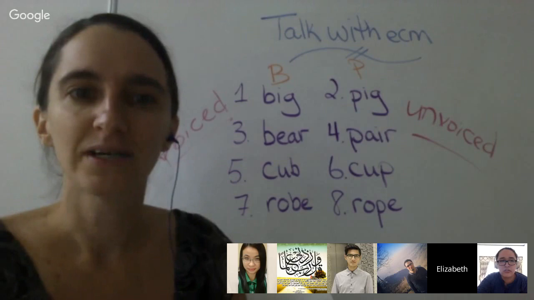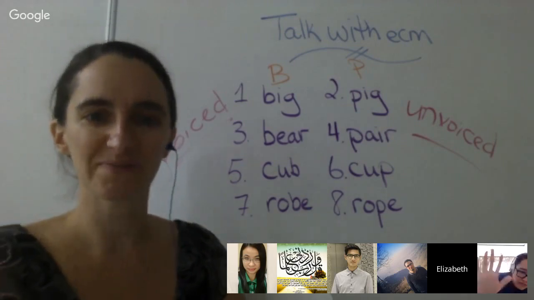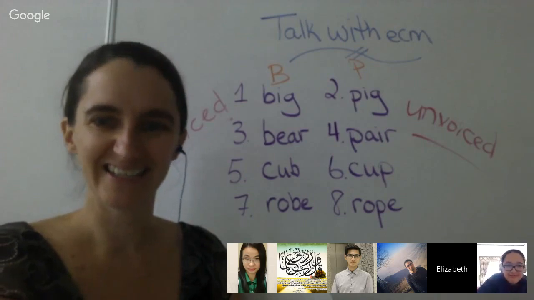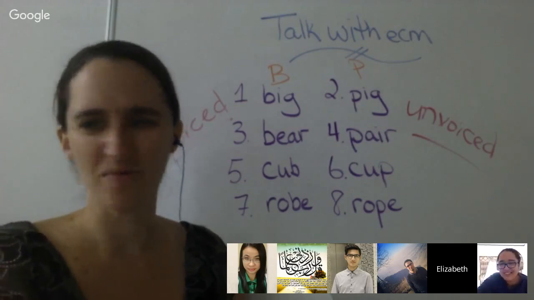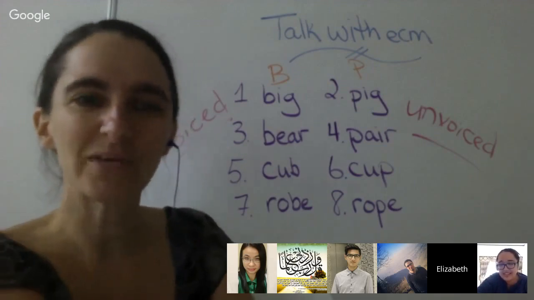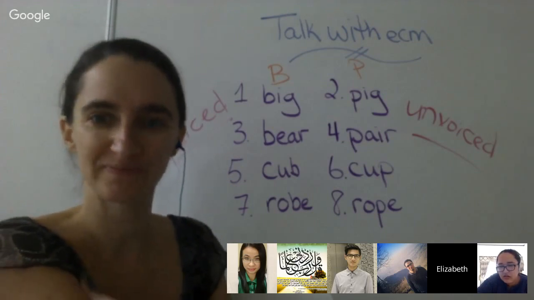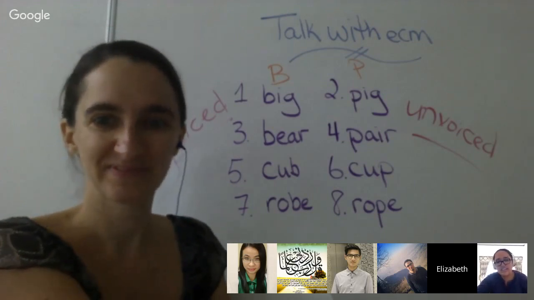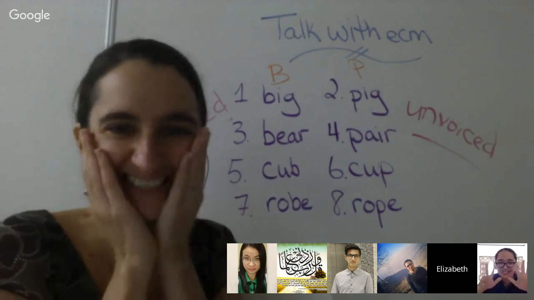Cub, cub, cub. Which number? Okay. 2 answers. Correct. Oh, this is easy. All right. Last one for me. Rope, rope, rope. So it's 7 or 8. Which one is it?